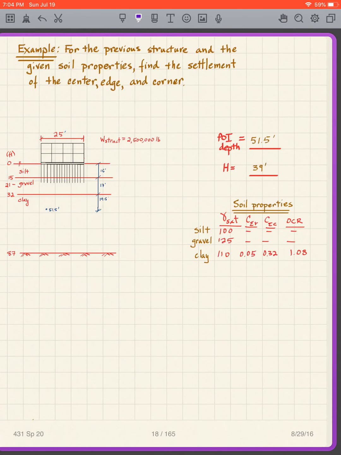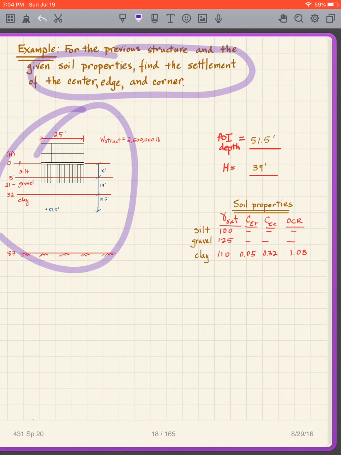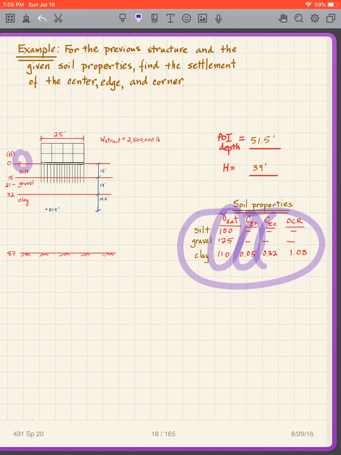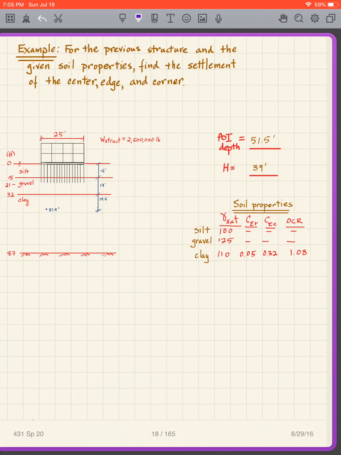Okay, and then the last thing I'm going to do: for the previous structure and the given soil property, find the settlement at the center, edge, and corner. So now this is our problem. We just did it, and let's find the settlement. I'm giving you another piece of information, the soil properties. The water table is at the ground surface, so I've only given you gamma saturated. I give you C epsilon R, C epsilon C, the OCR. So we have our soil properties.